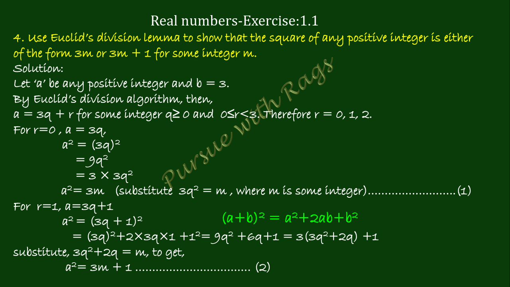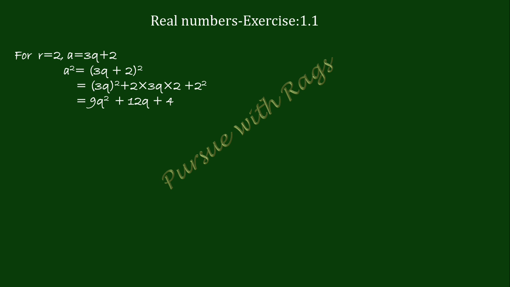Right? Now the last one, r is equal to 2. So when r is equal to 2, a will be equal to 3q plus 2. On squaring both sides, we will get a square is equal to 3q plus 2 the whole square. On applying the a plus b the whole square formula, we will get 3q the whole square plus 2 into 3q into 2 plus 2 square. So 9q square plus 12q plus 4.